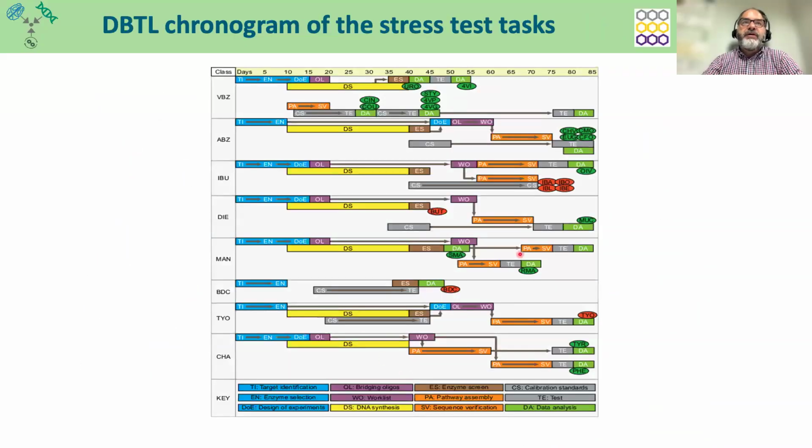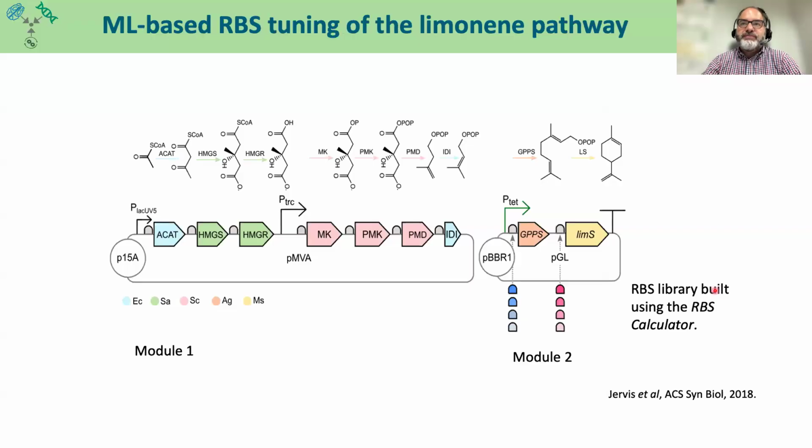And this was done in only 3 months, in 90 days. So you see here, this is a chronogram, like in a factory, where you see every project and at which stage it was during the full time frame of the project. So working in that way, so well organized, helped us to successfully produce many different compounds.